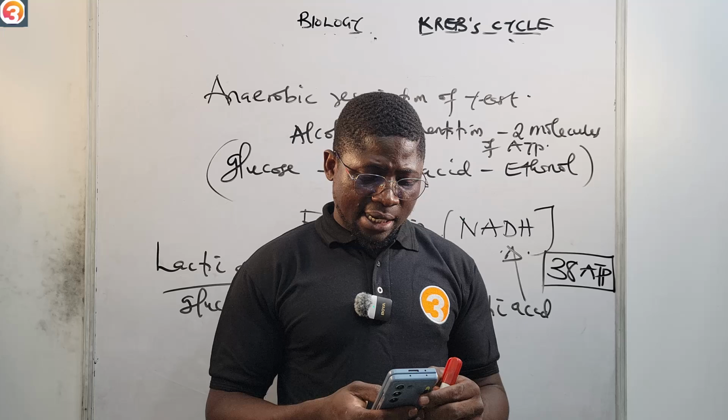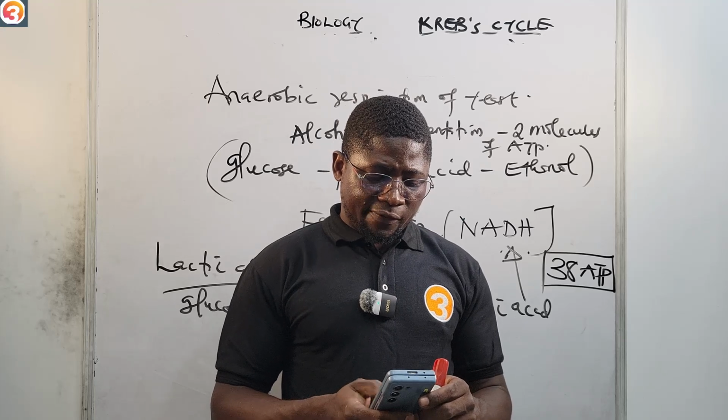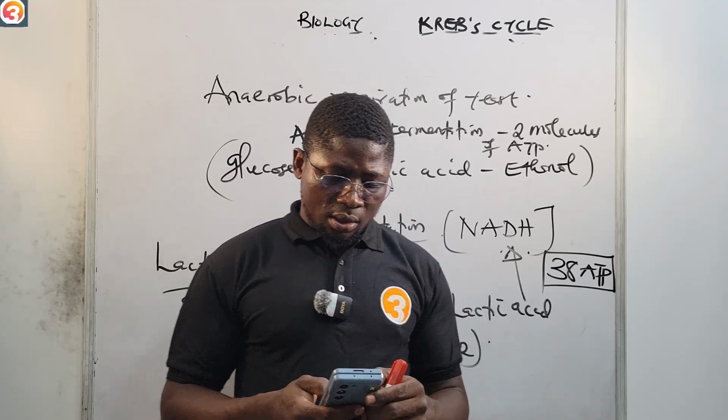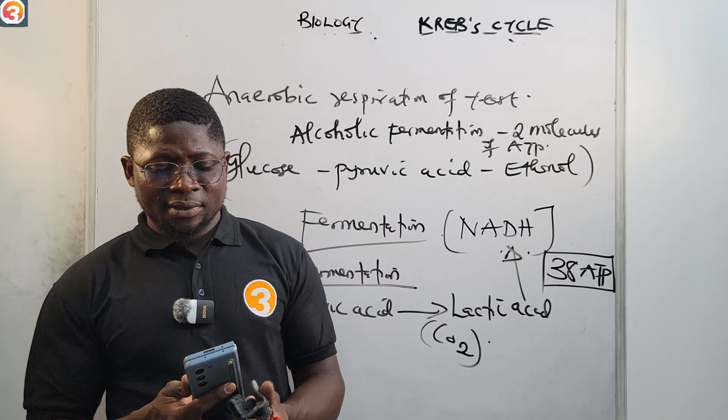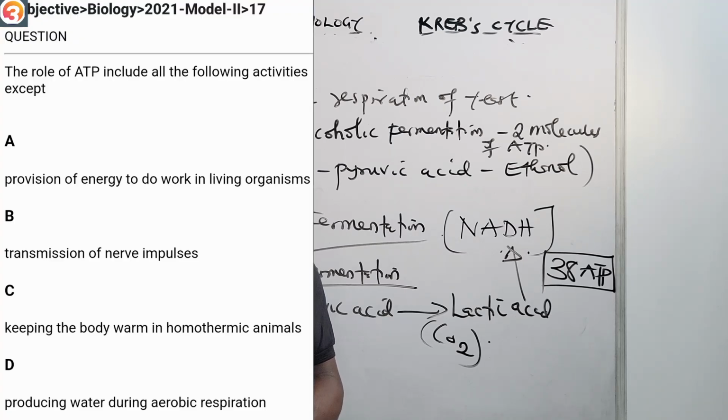The first question here is from 2021 number 17. It says the roles of ATP include all the following activities except provision of. There are some questions that even if you don't know the answer, you can use your sense to get it. This is one of them. A says provision of energy to do work in living organisms. Yes, ATP does that because ATP is the energy currency. It produces energy for many activities.